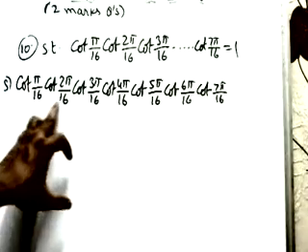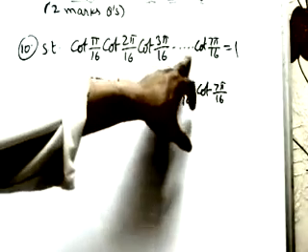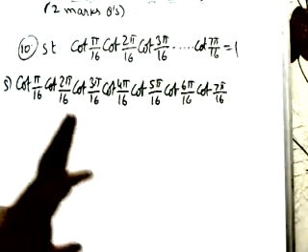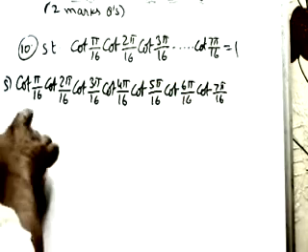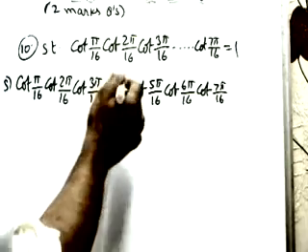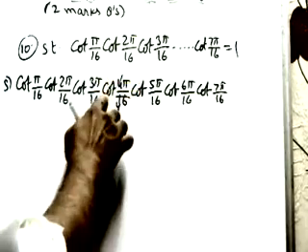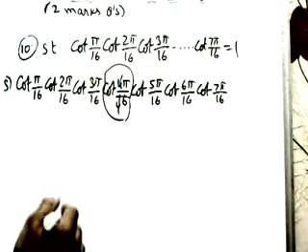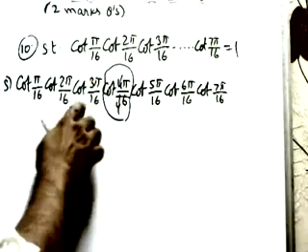Now see the next question. You see cot pi by 16, cot 2 pi by 16, cot 3 pi by 16, and so on, up to cot 7 pi by 16 equals 1. We have to prove this one. Now watch here. Pi by 16, 2 pi by 16, 3 pi by 16, 4 pi by 16. This is cot 45. This cot 45 is 1.